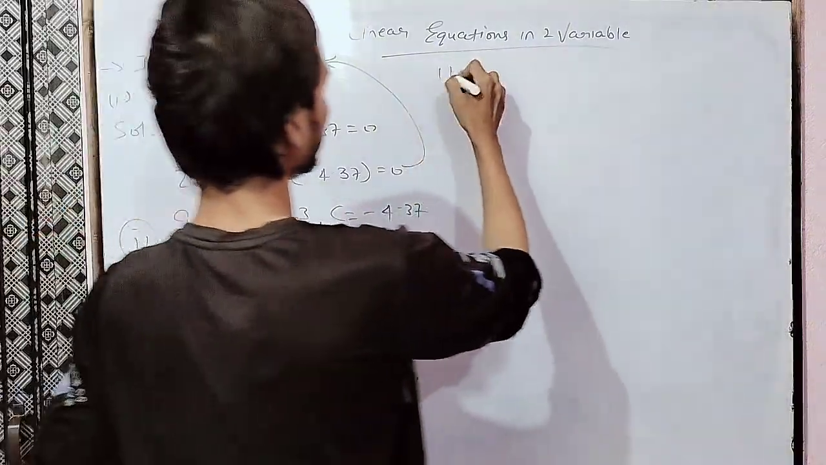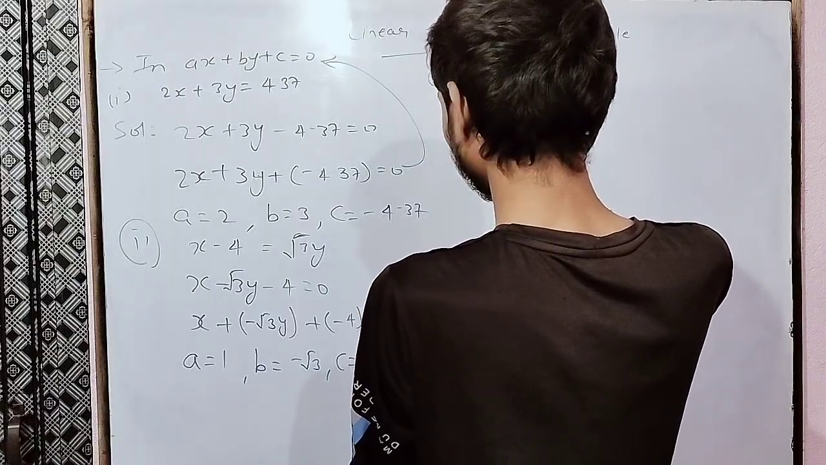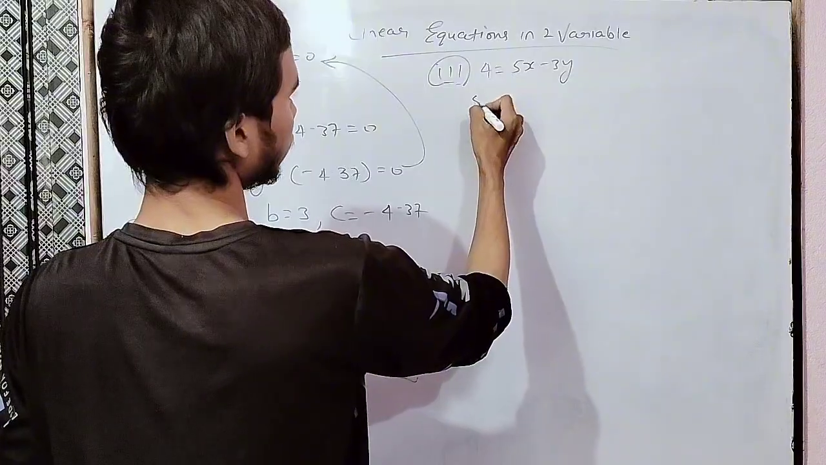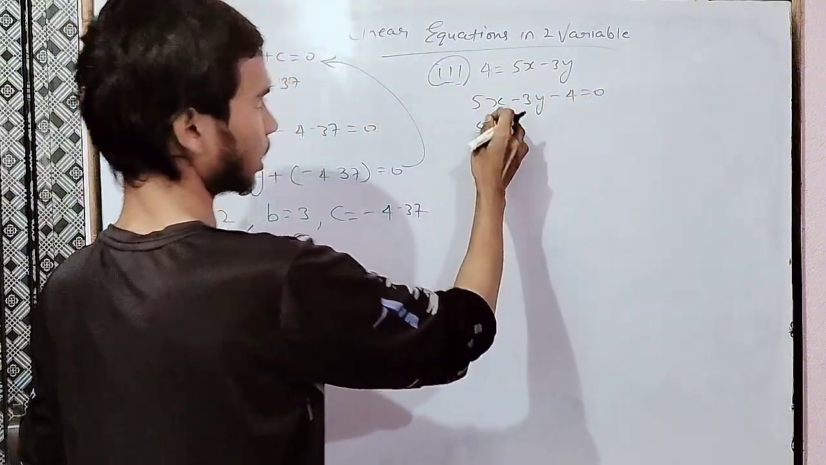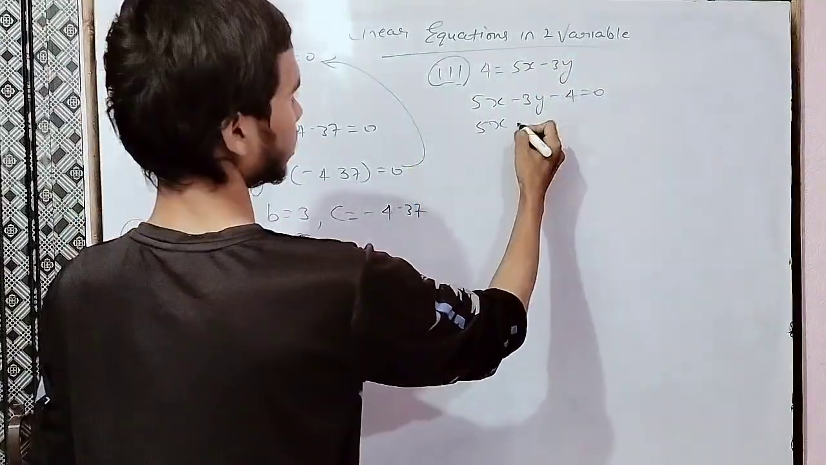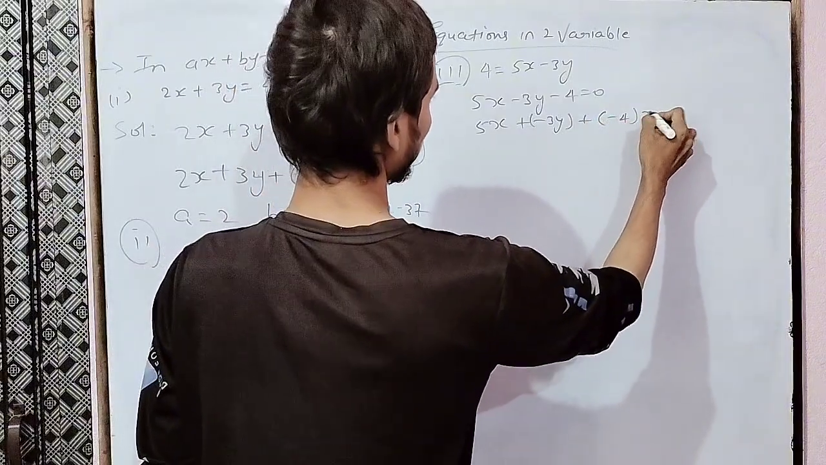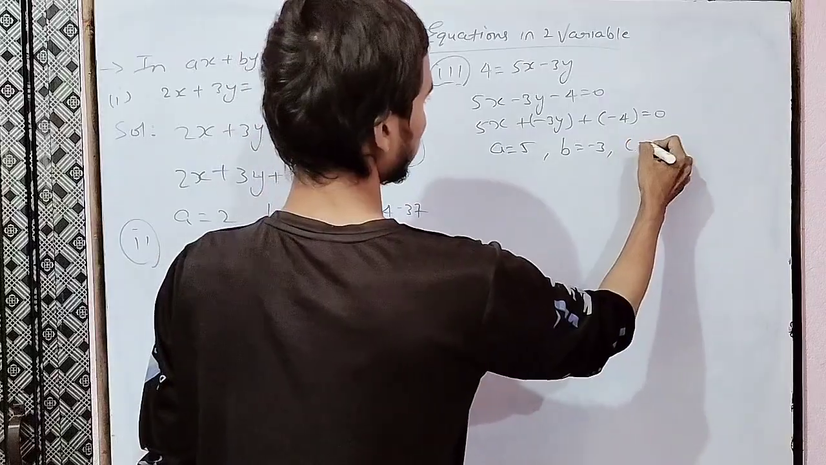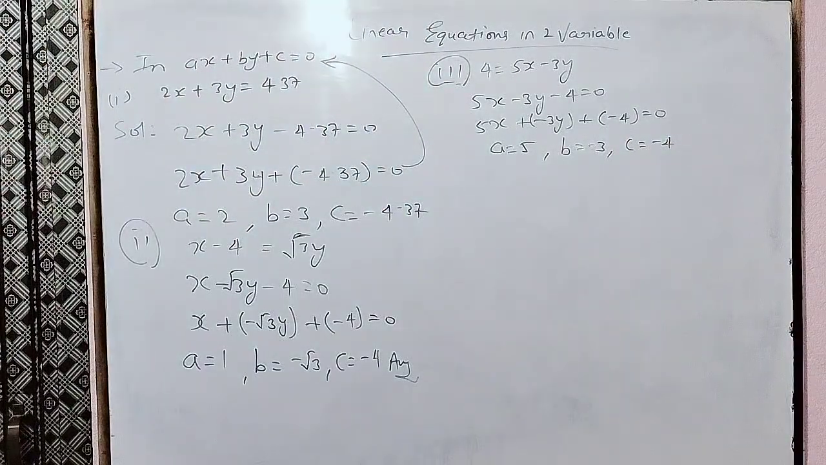Third is this one. We are going to arrange it as 5x minus 3y minus 4. You can write it more clearly in this form: 5x plus minus 3y, and then minus 4. Clear? Here A is 5, B is minus 3, and C is minus 4. That's how you solve it.